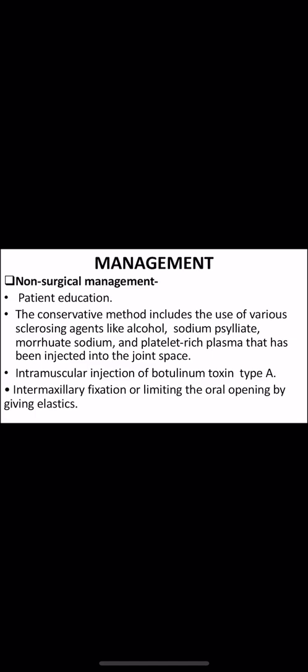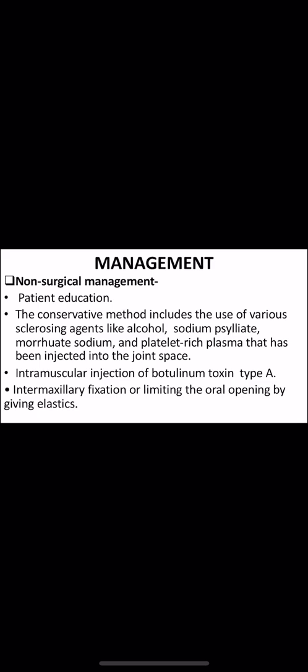The conservative method includes use of various sclerosing agents like alcohol, sodium sialate, sodium morrhuate, platelet-rich plasma can be injected into the joint space. Intramuscular injection of botulinum toxin type A can also be done. This toxin is injected into the lateral pterygoid muscle. This is contraindicated in patients who are suffering from myasthenia gravis, or the patients who are pregnant, lactating mothers, or patients who are allergic to botulinum toxin type A.